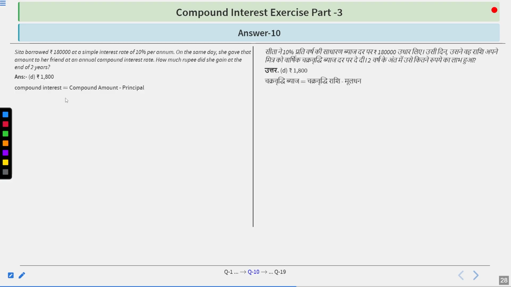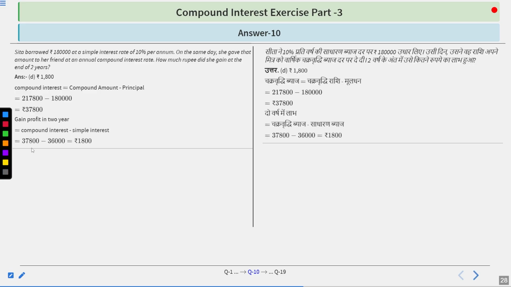So the compound interest is going to be compounded amount minus principal. That is 2,17,800 minus principal was 1,80,000. That is equal to rupees 37,800. So gain profit in 2 years for Sita is going to be compound interest minus simple interest. That is 37,800 minus 36,000. That is rupees 1,800. So option D, rupees 1,800 is the correct answer.